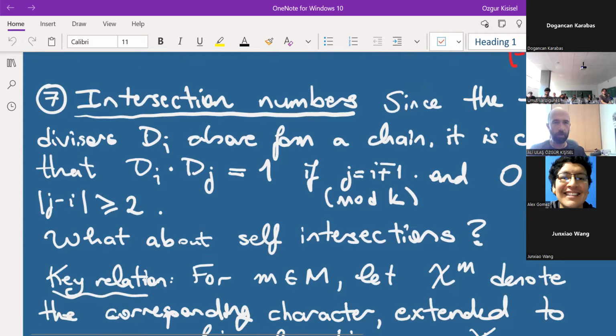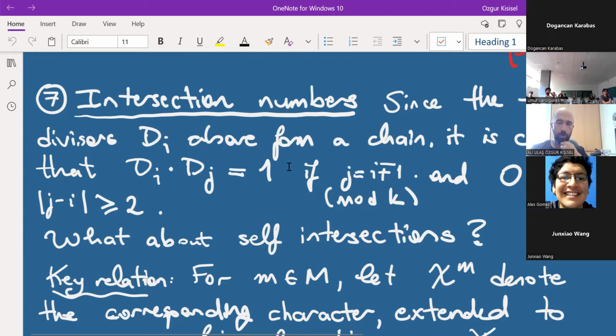Okay, now something about intersection numbers, and this was mentioned and used in Travis Mandel's talk. So let me give some more details about that. Well, the toric divisors form a chain, so it's kind of clear how different such divisors intersect. So Di intersect Dj is 1, I mean the intersection number is 1 if you just get the next one, and 0 if they are far away, like j minus i is at least 2.